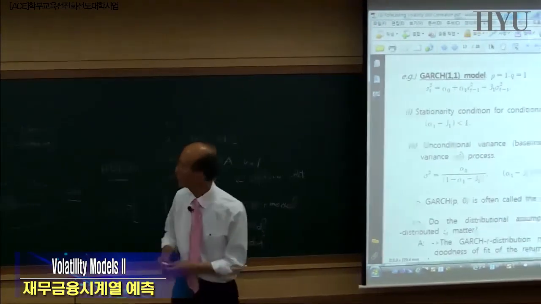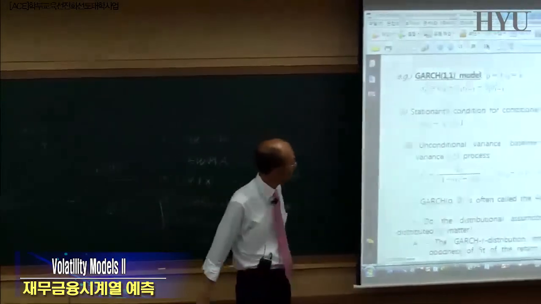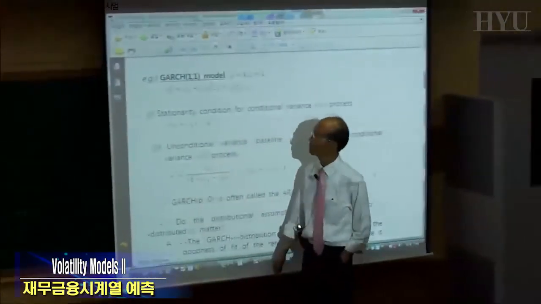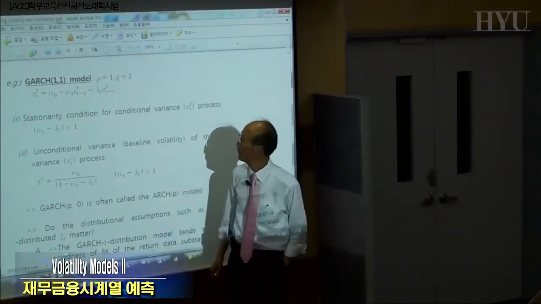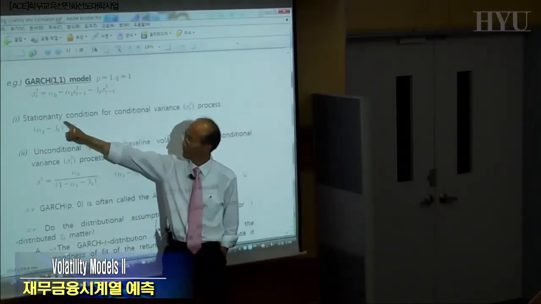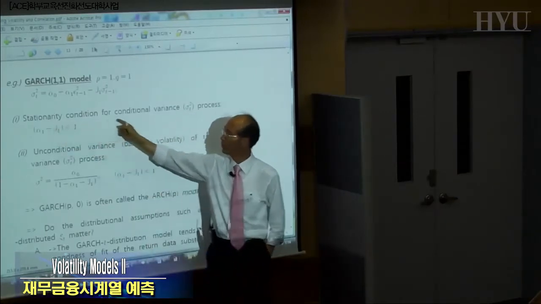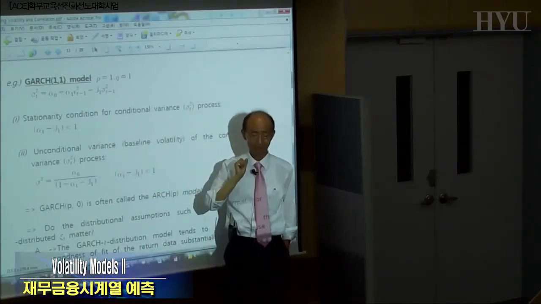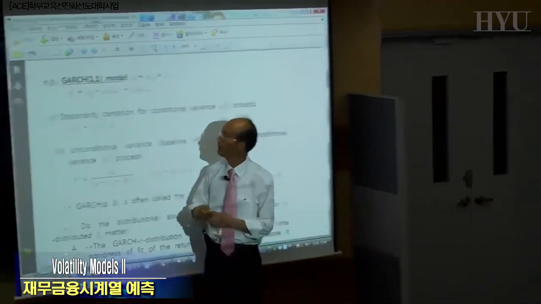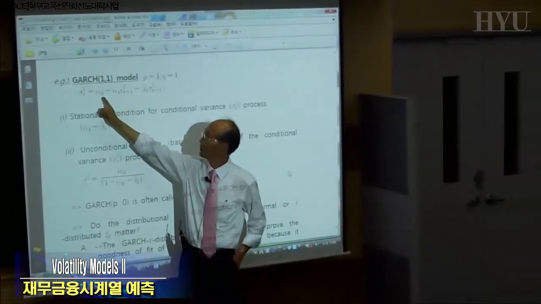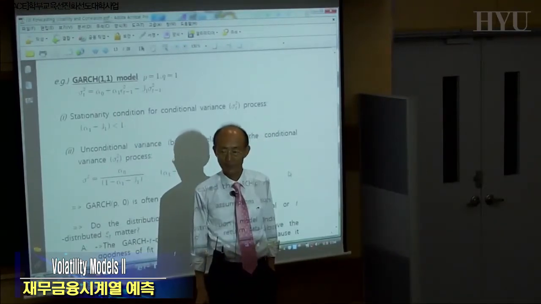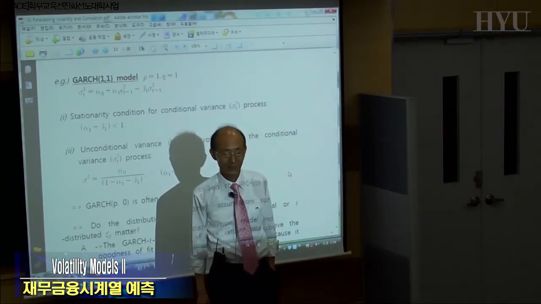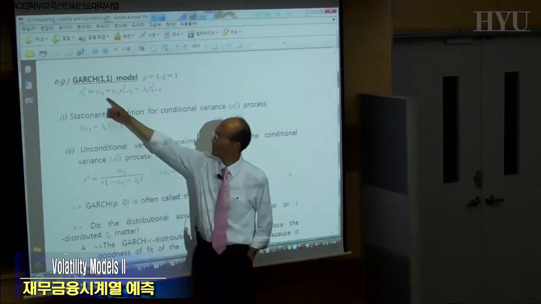Well, a couple of technical aspects of this model. First, because GARCH(1,1) is the most popular specification, the first question is, what is the stationarity condition for conditional variance? Well, think about this one. Can alpha 0 be negative? Theoretically, no, right? Why can't this be negative?